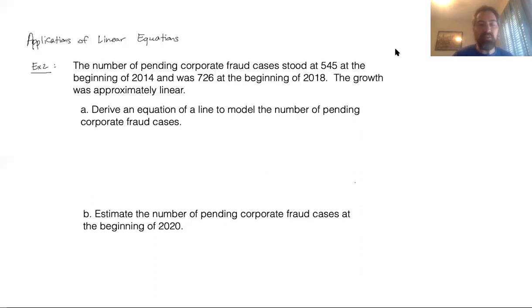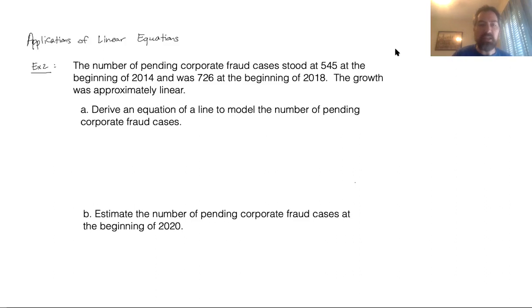So the problem will need to tell us that it's approximately linear. All right, so part A, part B. Part A, derive an equation of a line to model the number of pending corporate fraud cases in any given year, right? So given the year, this linear model should tell us an estimate of the number of pending fraud cases.